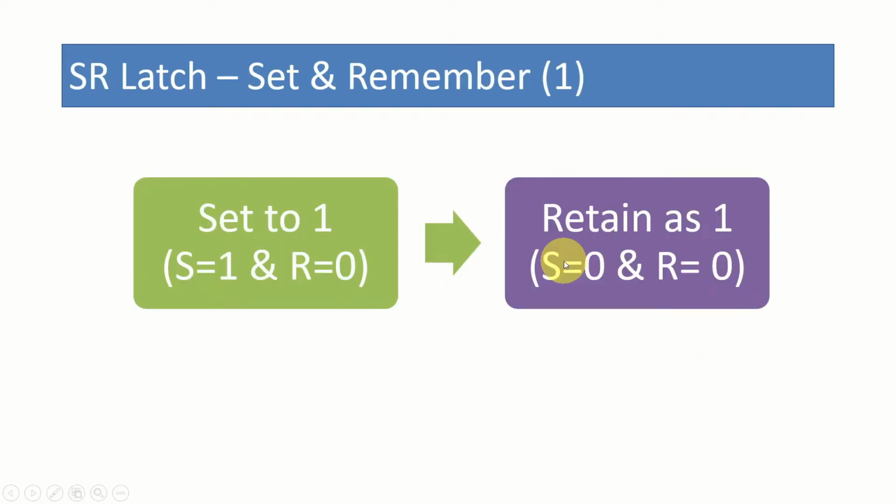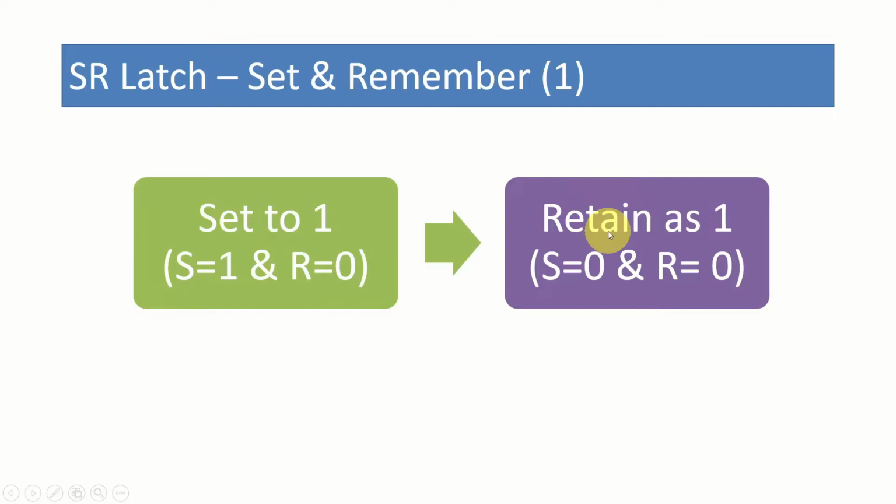So let's first look at how we can set and let it remember the set value of 1. If you make that latch get the 1, we say we set it. And once we set it, since we want to make a memory cell, it must be able to remember it as 1. So therefore it's a two-step process. We set it and we let it retain.